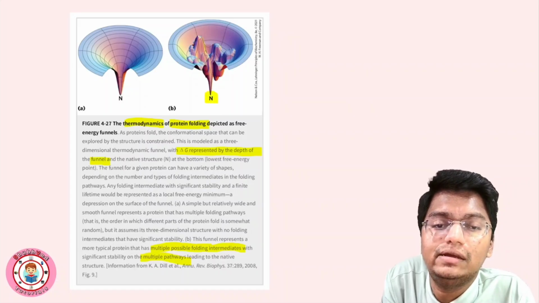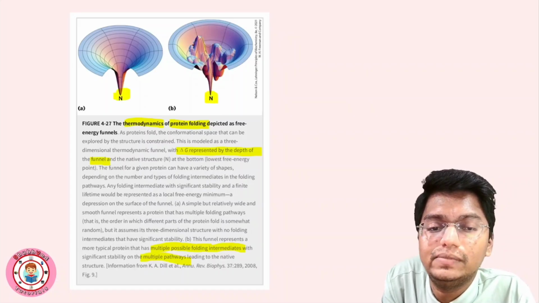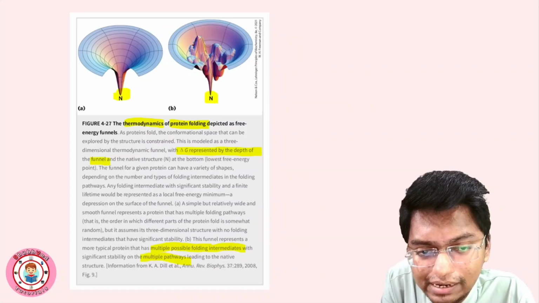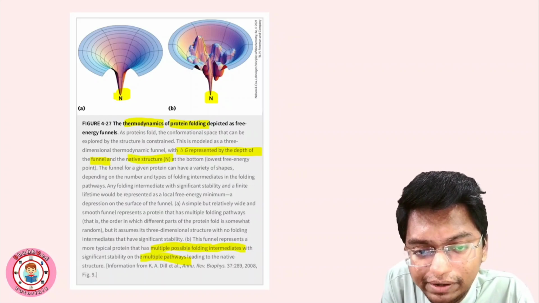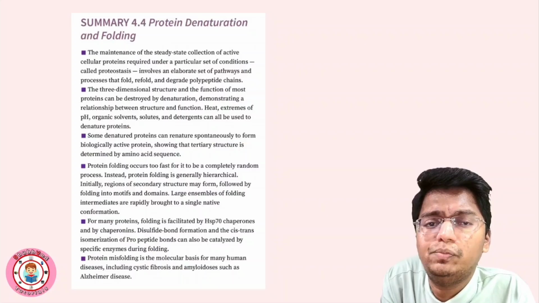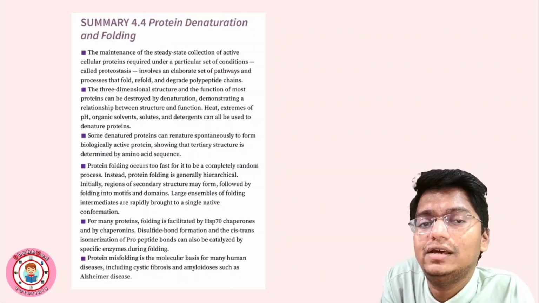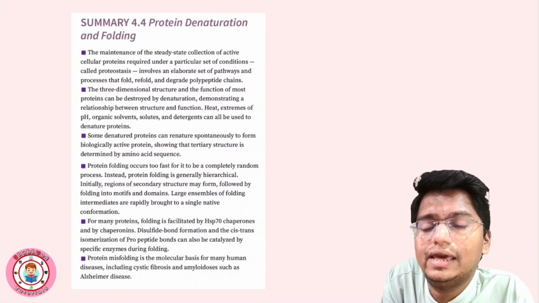जो N है डेल्टा G रिप्रेजेंट करता है नीचे. N stands for native structure. Native structure N, at the bottom where there is lowest free energy point. Got it? So protein denaturation and folding we will be studying in cell biology section in detail.